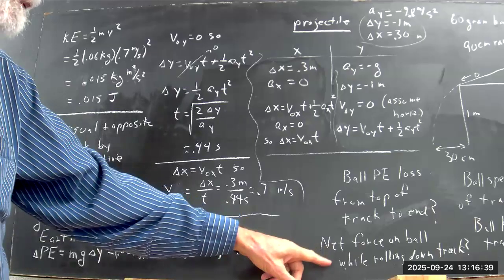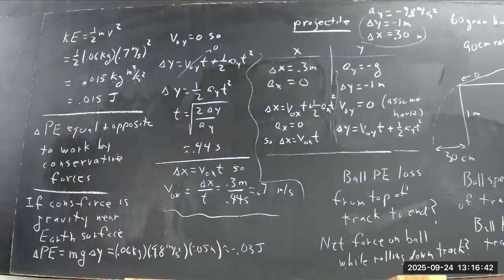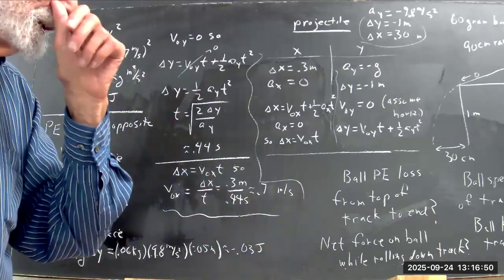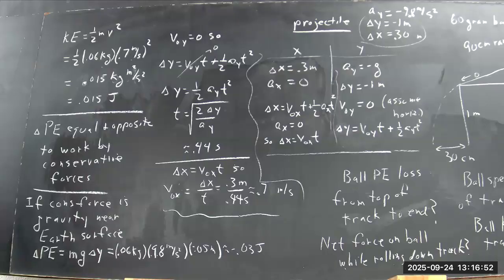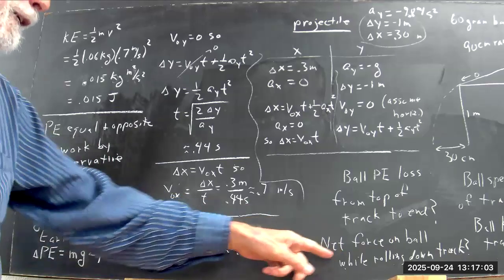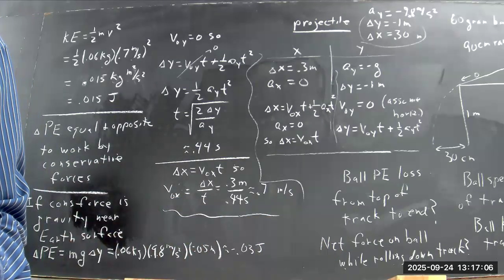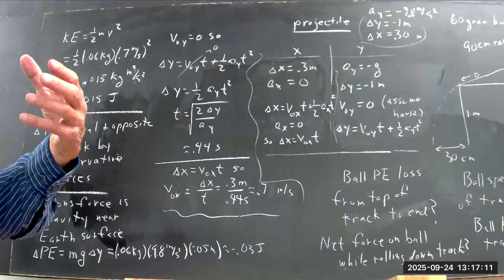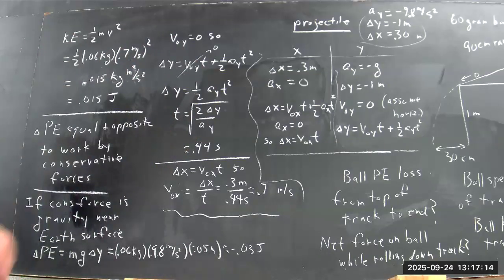So then what's the net force on the ball while rolling down the track? If we know the PE loss from top to end, and we get the net force on the ball? Well, that's a little trickier. We can analyze the net force on the ball, not in terms of these results, but in terms of the slope of the ramp or the acceleration, okay?